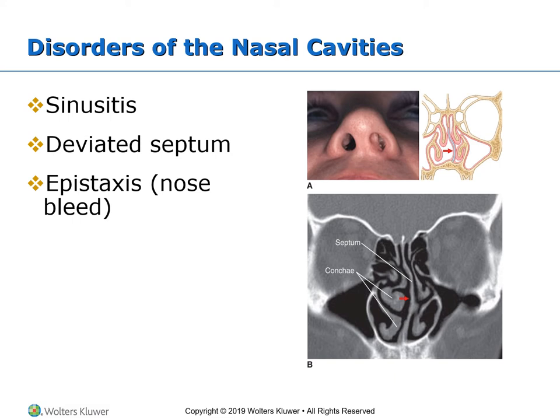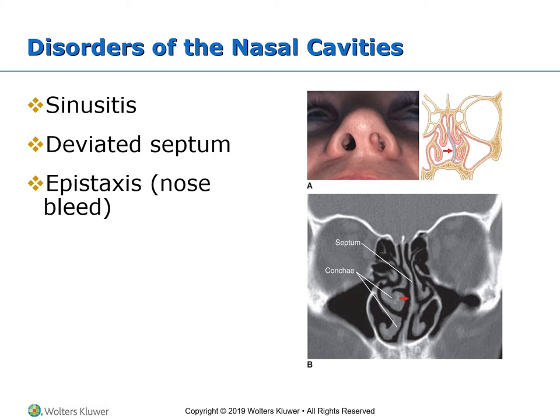Epistaxis comes from a Greek word that means to drip. That's an injury to the mucous membranes of the nasal cavity. The mucosa of the nose has a very high vascular supply. Remember that it's the place that is warming and moisturizing the air. So that's a lot of blood over there.